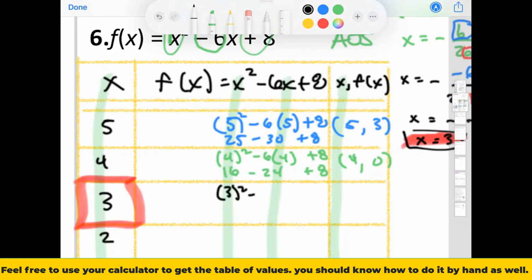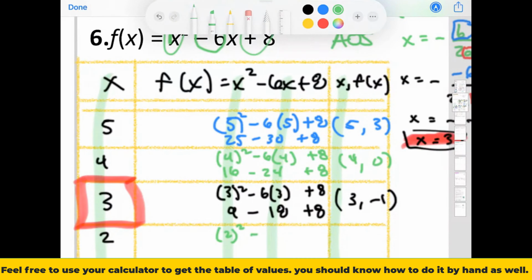3 squared minus 6 times 3 plus 8. 9 minus 18 plus 8. I get -9 plus 8, which is -1. And what are we doing? Going back to green. I don't know if you guys noticed the color coding. I'm doing this for a specific reason. The reason is so that it kind of matches when you graph it. You'll see.